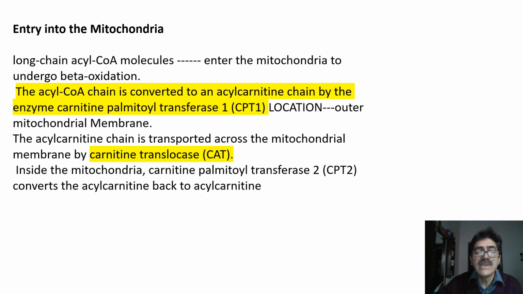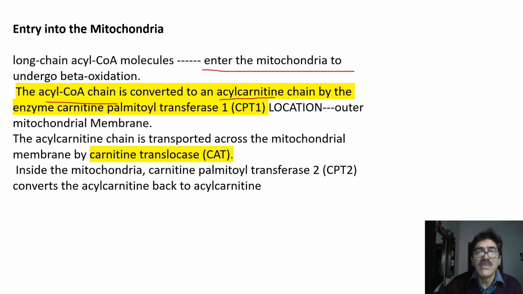Now later on, these long chain fatty acid molecules are to be transported into the mitochondria, where beta oxidation is supposed to occur. So long chain fatty acids or acyl coenzyme A cannot enter into the mitochondria. They need a transport mechanism. They need a carrier. So they are converted to acyl carnitine. Carnitine serves as a transporter, as a carrier to carry these long chain acyl coenzyme A molecules into the mitochondria.